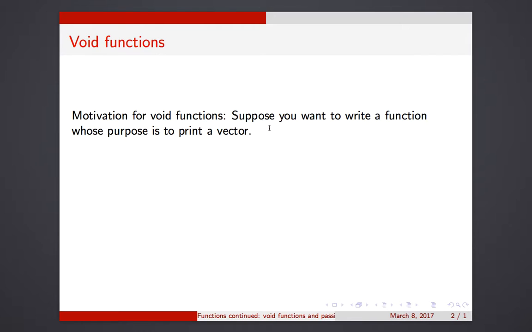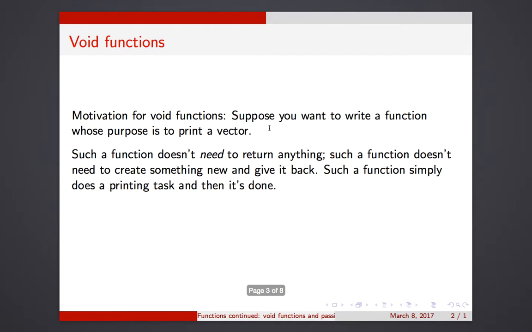It prints the entries using, I suppose, the same for loops we've been using. And then once it's done printing, what is there left for it to do? In other words, what kind of return value would the function have? It's not clear to me that you need to return anything. You don't have to give anything back. You have done this printing task, and now you are done. Such a function actually doesn't really need to return anything. We don't need to create something new and give it back. You simply print and then you are done.